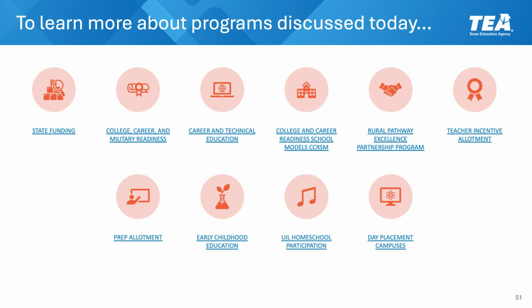And lastly, we discussed a lot of different funding sources today, including some allotments and grant programs and other sources of funds available to you all. There is additional information about each of those funding sources that is available on the TEA website for you to review on your own and discuss with your team.